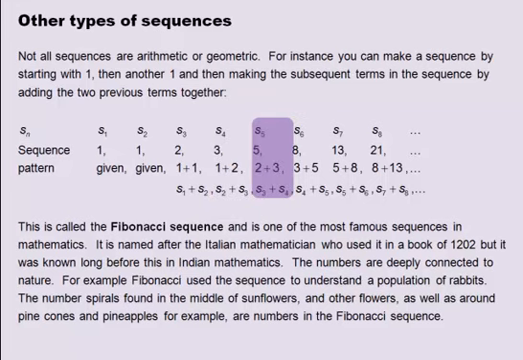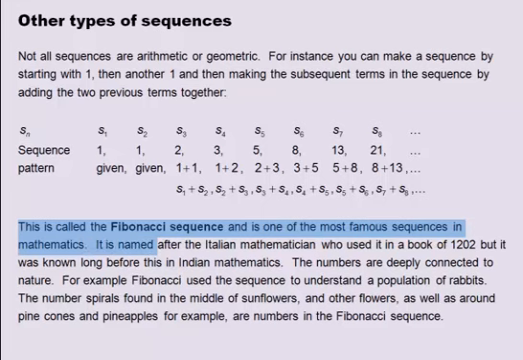The fifth term, S5, is 5, which is 2 plus 3, which is S3 plus S4. The sixth term is S6, which is 8, which is 3 plus 5, which is S4 plus S5. The seventh term is S7, which is 13, which is 5 plus 8, which is S5 plus S6. The 8th term is S8, which is 21, which is 8 plus 13, or S6 plus S7, and so on. This is called the Fibonacci sequence, and is one of the most famous sequences in mathematics.